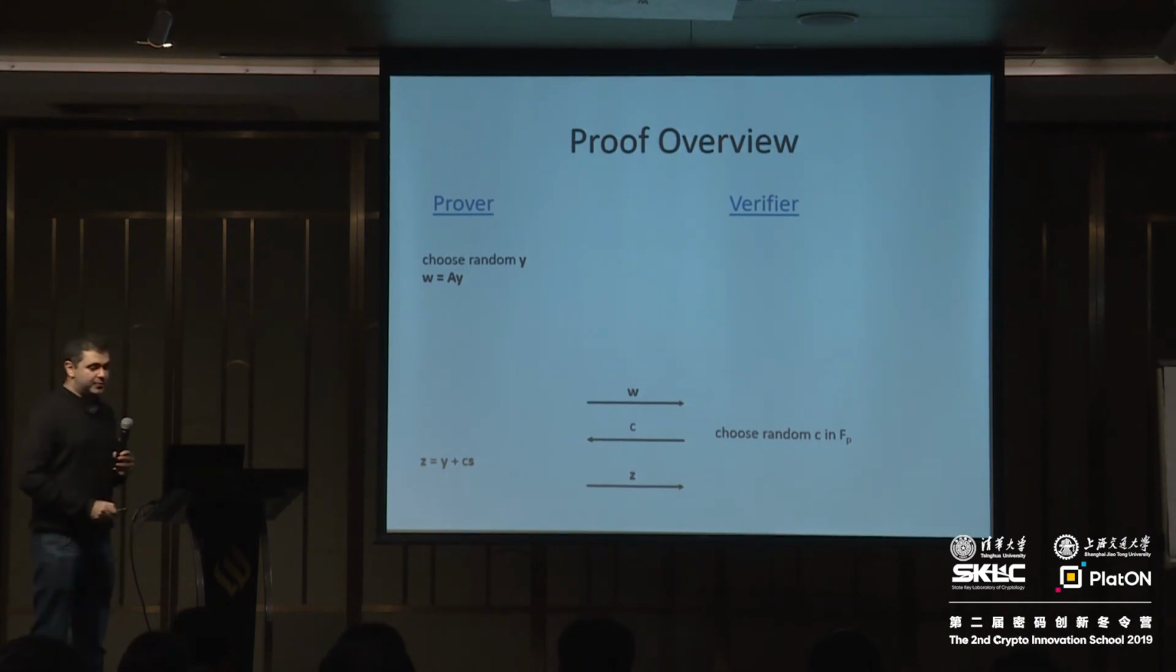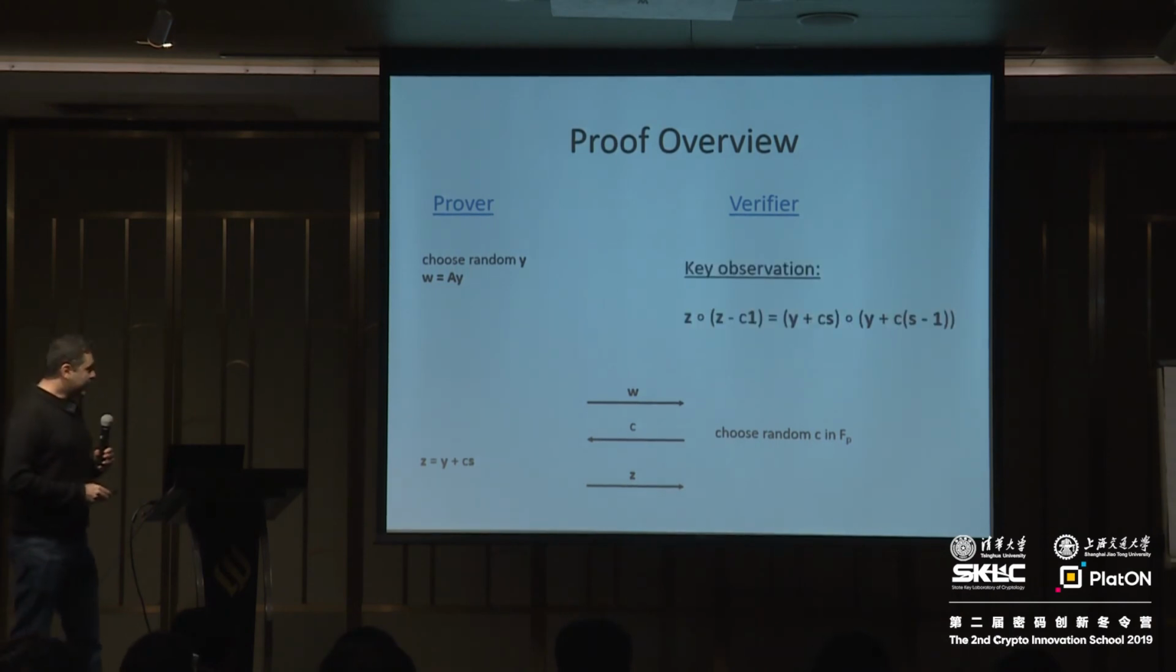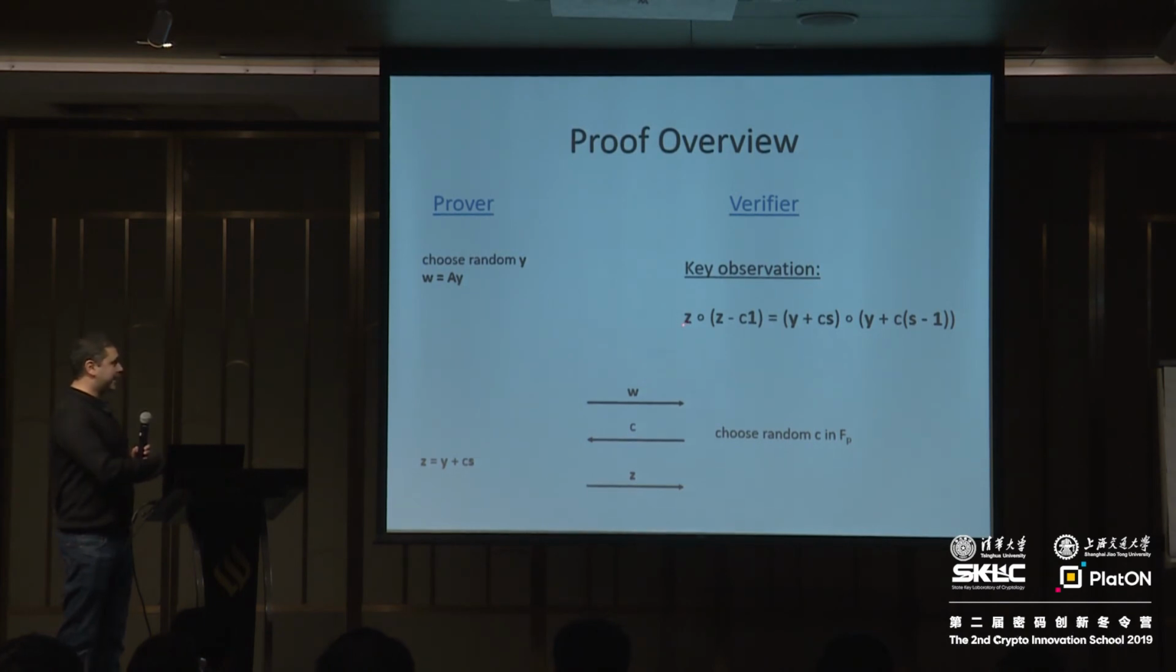Now let's just focus on this, and let's make a key observation. The key observation is, if you do the component-wise product of z with z minus c times the all ones vector, and z is y plus cs, then z minus c times 1 is y plus cs minus c times 1, which I can write as the component-wise product of y plus c times s minus 1.